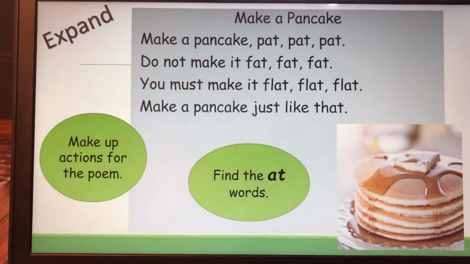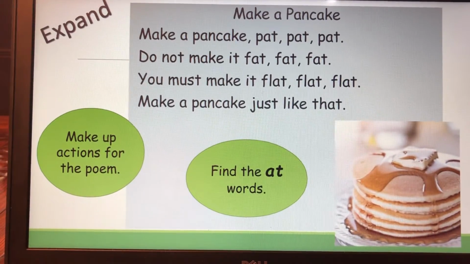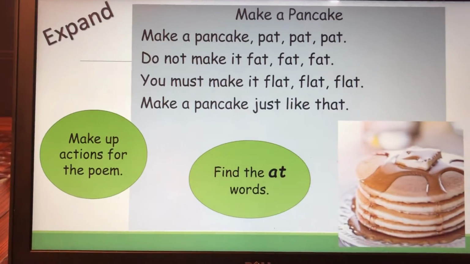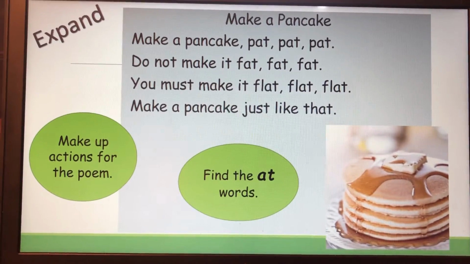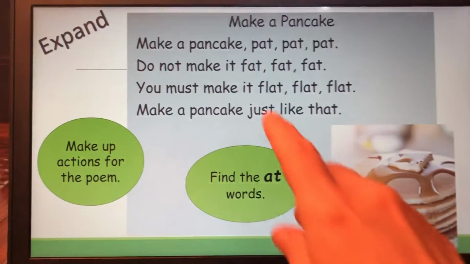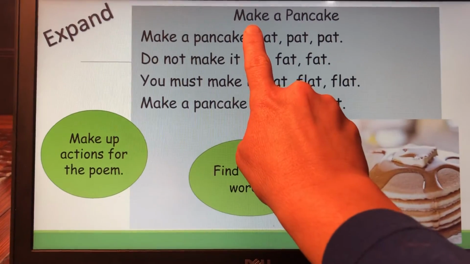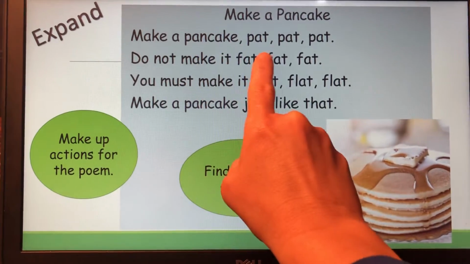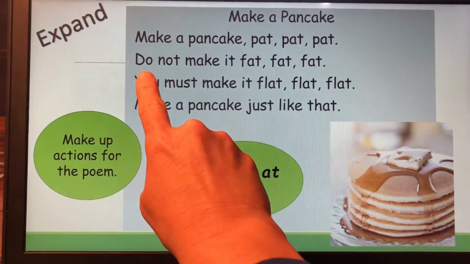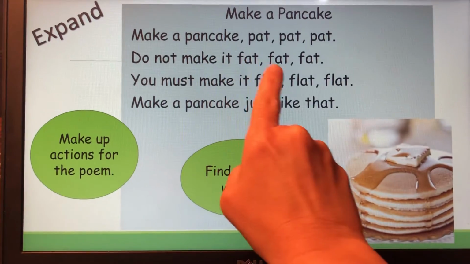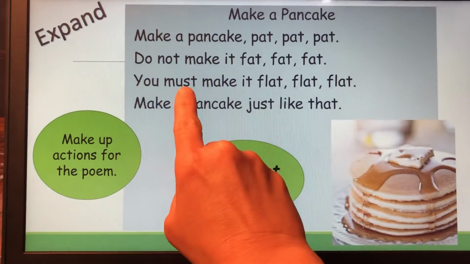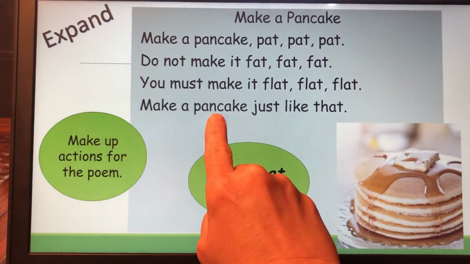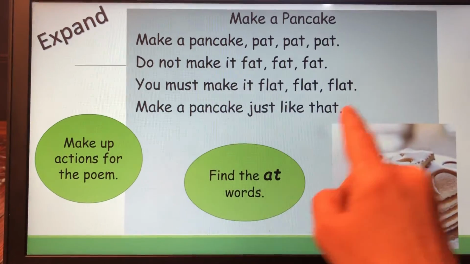We're going to do a poem again today. Today's poem is about something yummy. Oh, these are very yummy. I bet you know what they are. Pancakes. So I'm going to read the poem, and I'd like for you to follow along while I point to the words on the screen. Make a pancake. Make a pancake. Pat, pat, pat. Do not make it fat, fat, fat. You must make it flat, flat, flat. Make a pancake just like that.